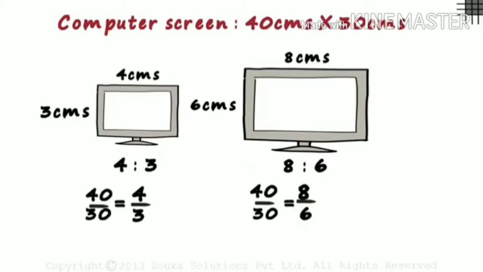What did you notice in this example? What are we trying to maintain? We are trying to maintain the same ratio. All the three ratios, 40 by 30, 4 by 3 and 8 by 6, are actually equal. We just changed the numerator and the denominator based on the requirement. Here we had to draw a smaller screen and hence we reduced the numerator and the denominator proportionally. That's proportion. It's nothing but equivalent ratios.